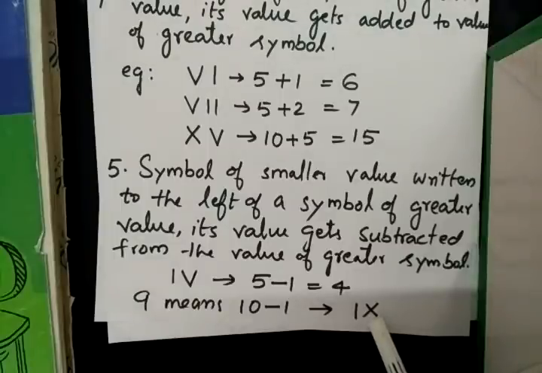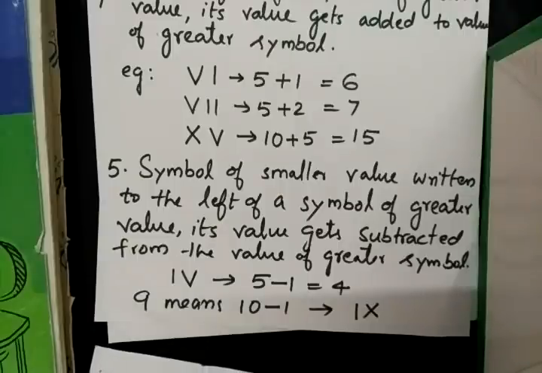Correct? So the first rule: a symbol can be repeated, and its value will be added. The second rule says a symbol cannot be repeated more than 3 times. Third, V, L and D cannot be repeated. Never repeat. Okay. And next is how we can make the combinations.